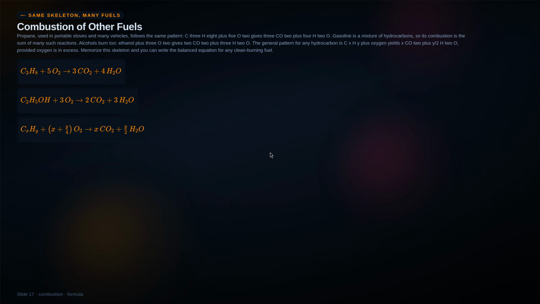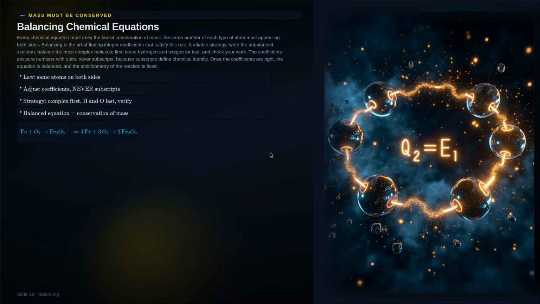For octane, 2C8H18 plus 25O2 yields 16CO2 plus 18H2O. Incomplete combustion produces CO, carbon, and other side products when oxygen is limited. Balancing combustion equations is a good test of your stoichiometry skills. Every chemical equation must be balanced to obey the law of conservation of mass.